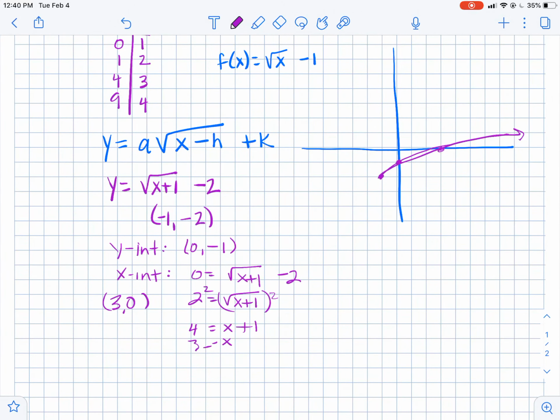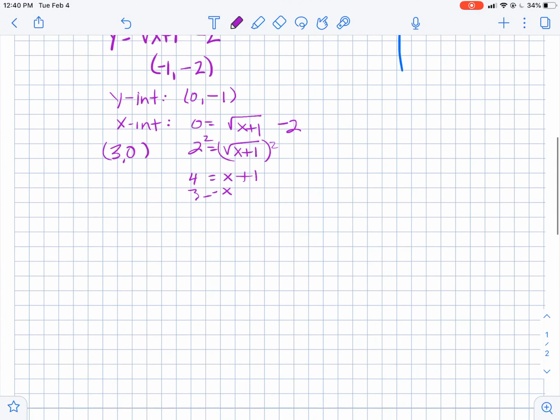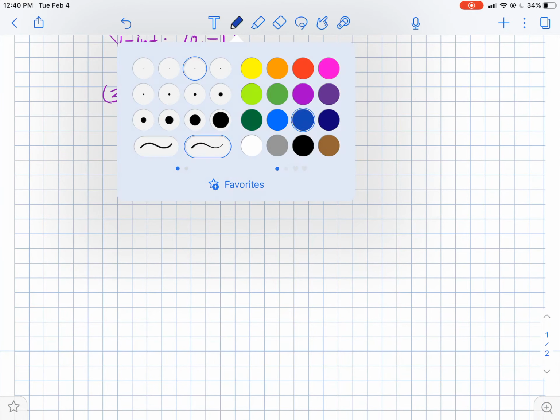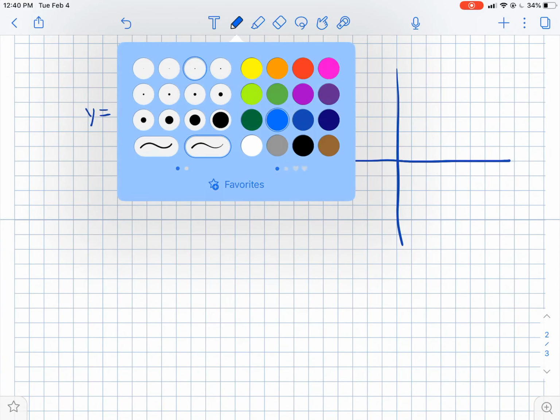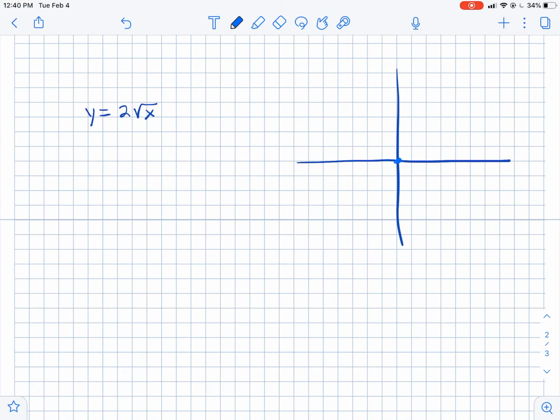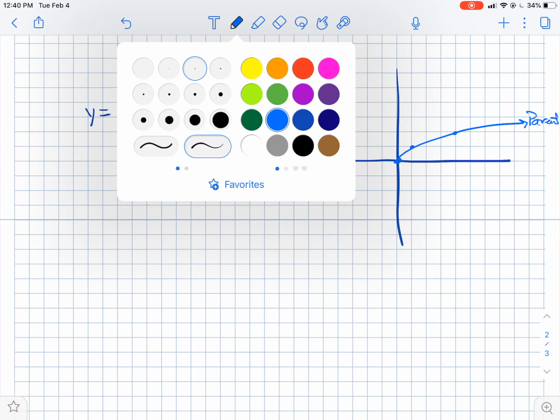Okay, what does the a do to it? So let's go back and just look at what an a would do to the problem. So I'm going to, again, go back to a blank graph here. Okay, and we're going to look at y equals 2 times the square root of x. Now, I'm going to go back real quick, and I'm going to put in 0, 0, 1, 1, 4, 2. So this is my original that we graphed earlier. So there's my parent function. Okay, there's the parent.